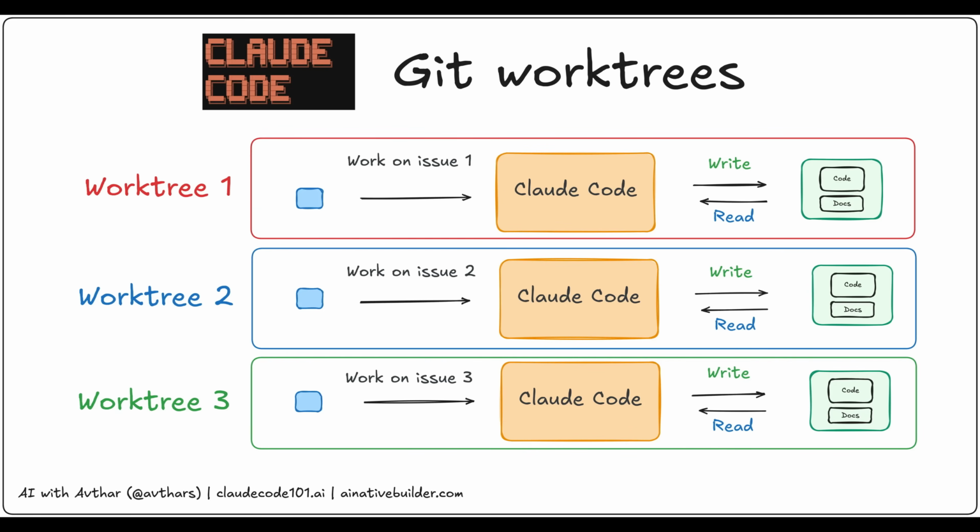Enter Git worktrees, and tip number 43, use Git worktrees to multi-claude safely on the same project. Git worktrees let you have multiple working copies of your repo in different directories, each on a different branch, while sharing the same Git history. This is how I run multiple Claudes safely. Each Claude Code instance works in its own worktree with isolated files so that they can't step on each other's changes. And here's the best part.